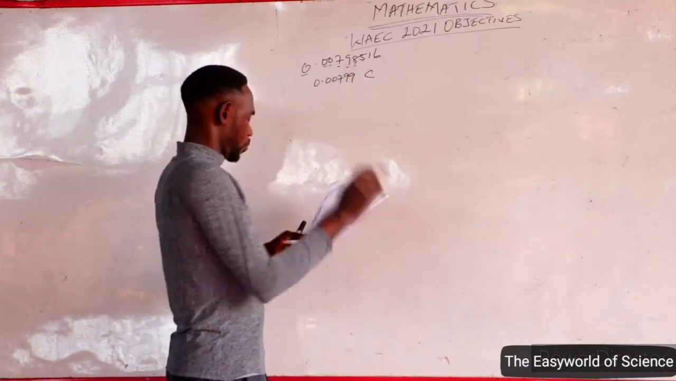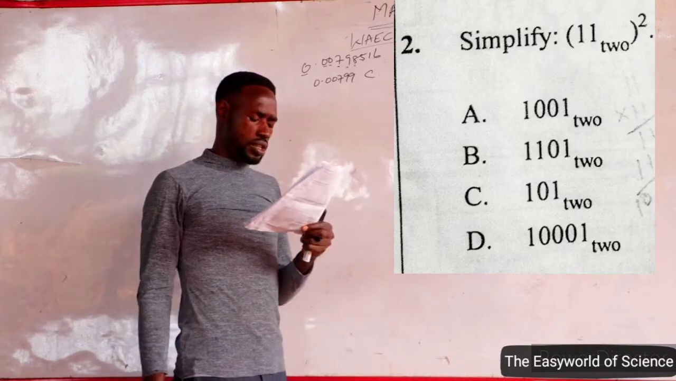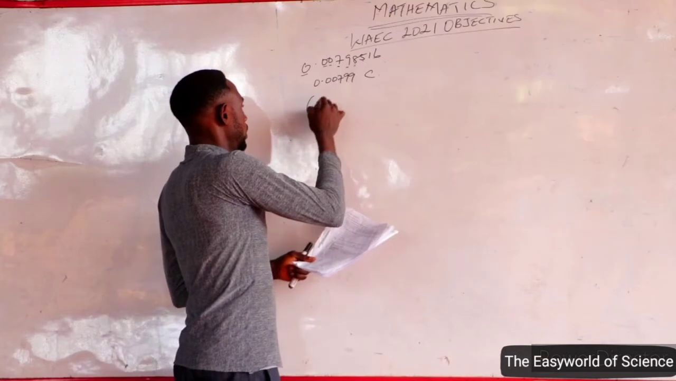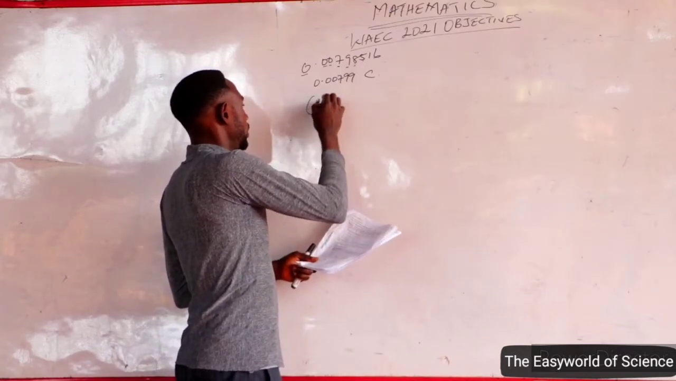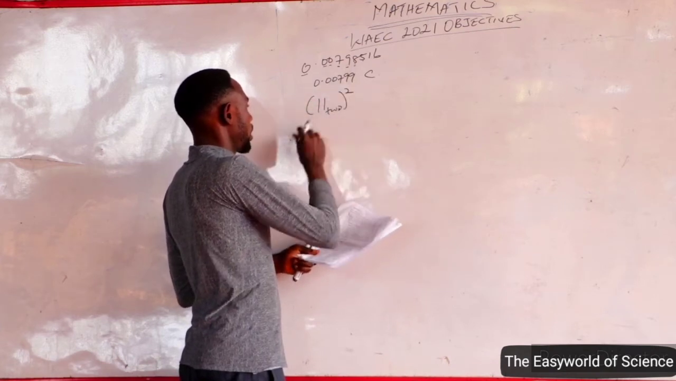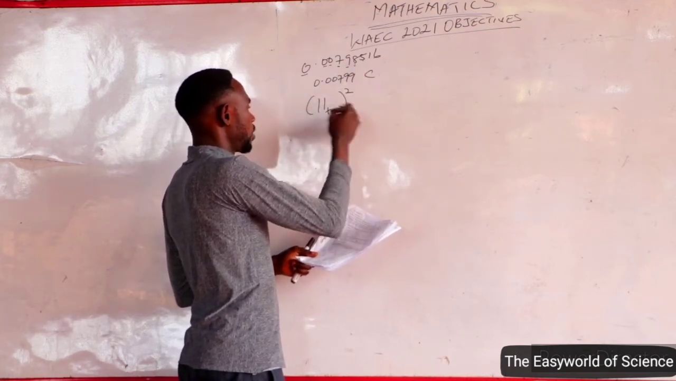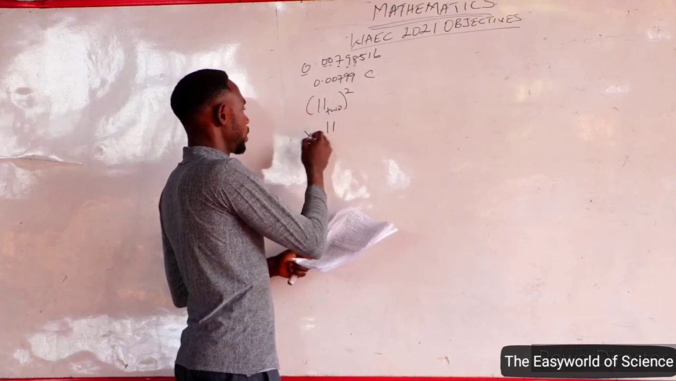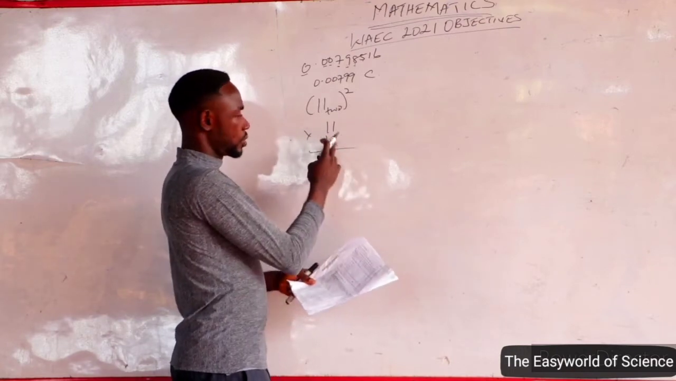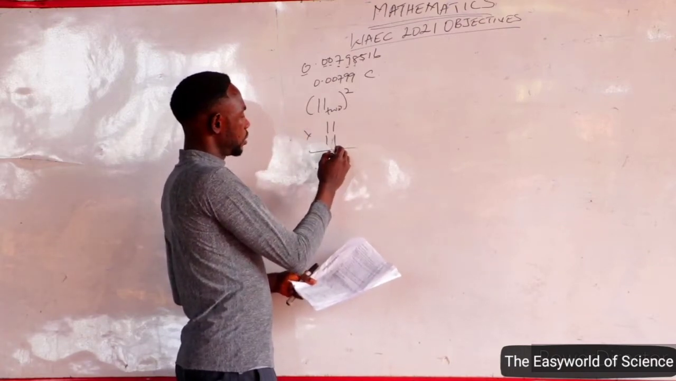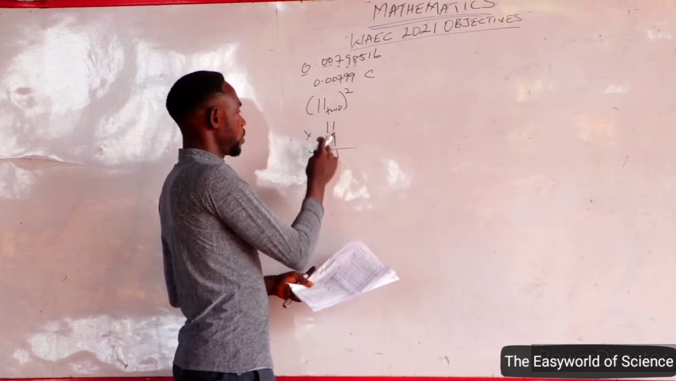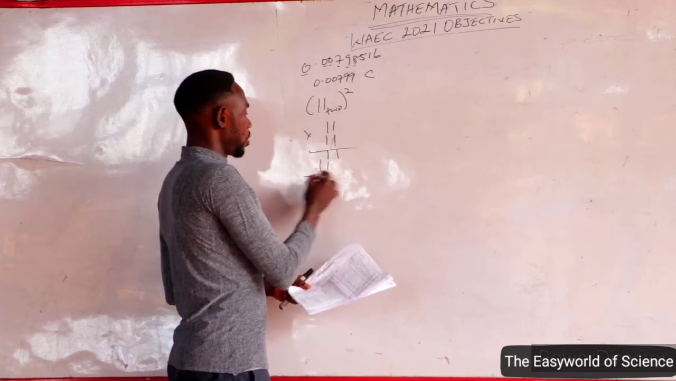Then next question, question number 2, as you can see on the screen, says simplify 11 base 2 squared. As we all know, a number squared means that number times that number again. So we go with 11 times 11 first. It's going to be 1 times 1 is 1, 1 times 1 is 1, then 1 times 1 is 1, then 1 times 1 is 1. Then you sum it up.